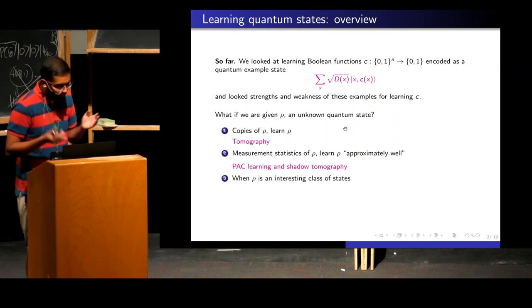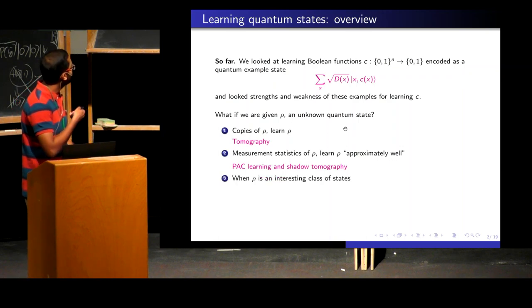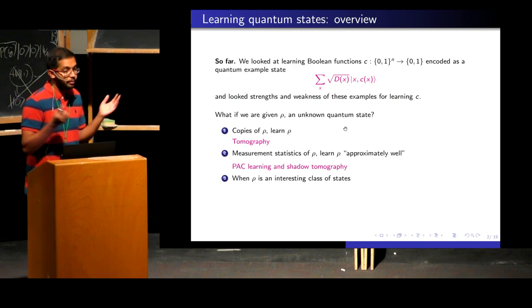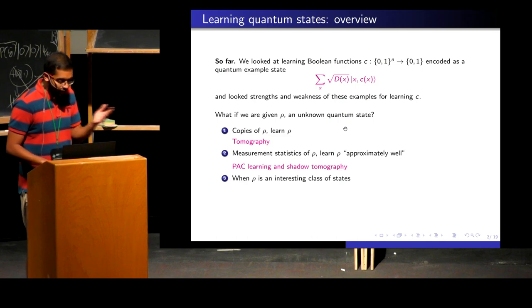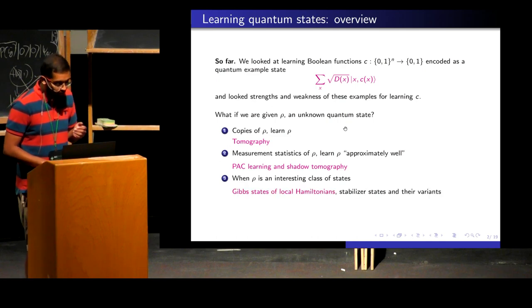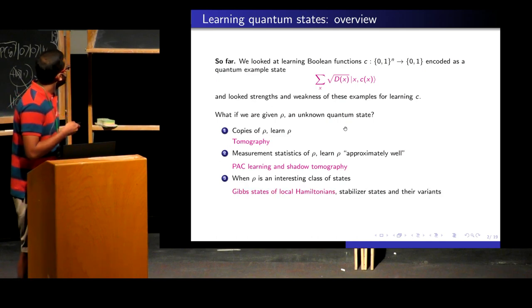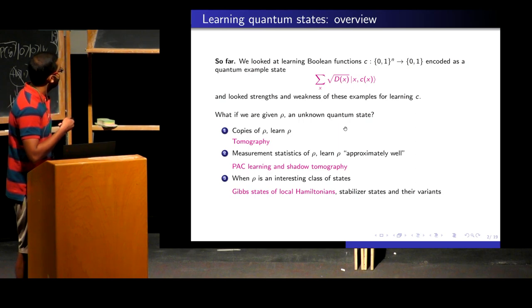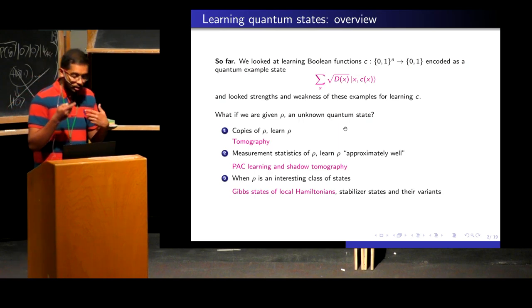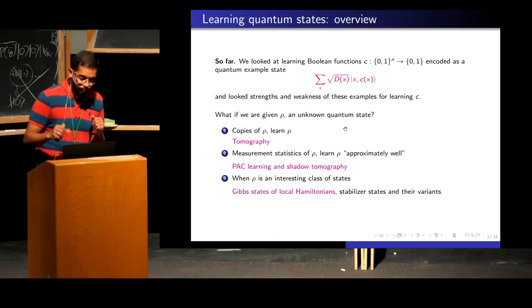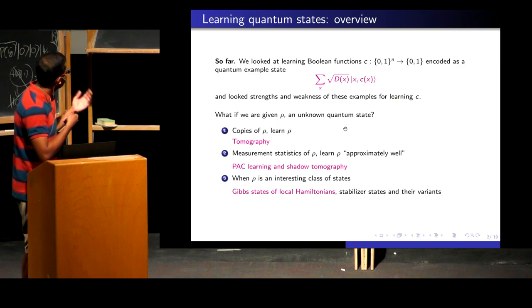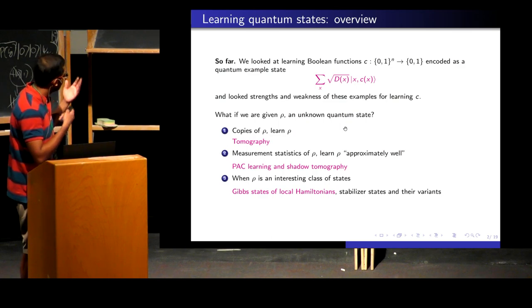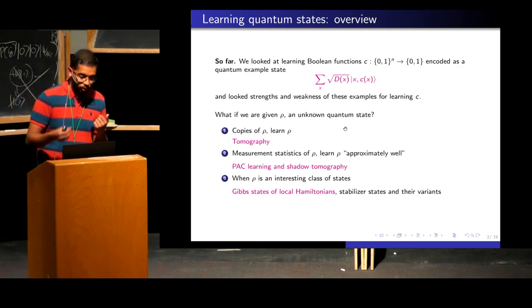For example, tomography and PAC learning, or even shadow tomography, are time expensive. Maybe I can fix an interesting class of states, and for this class, maybe I can learn these things time efficiently. So in this talk, I'll be talking about learning Gibbs states of local Hamiltonians, and in the next talk, I'll be talking about stabilizer states and learning circuits with a few T gates. My plan is to go over protocols for tomography, PAC learning, and shadow tomography, and then talk about learning Gibbs states. That's what I'm going to be doing in the next 1 hour.